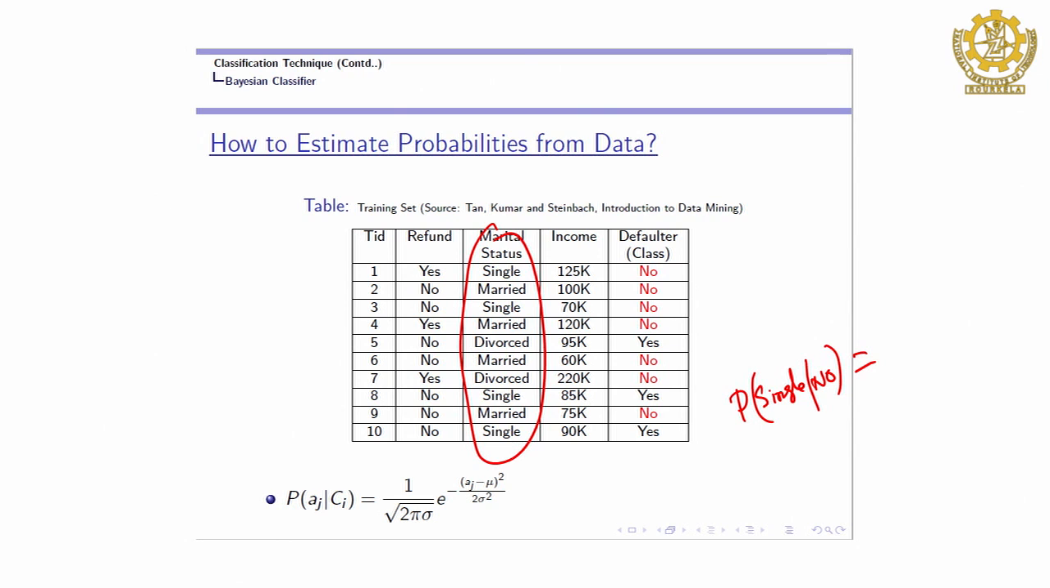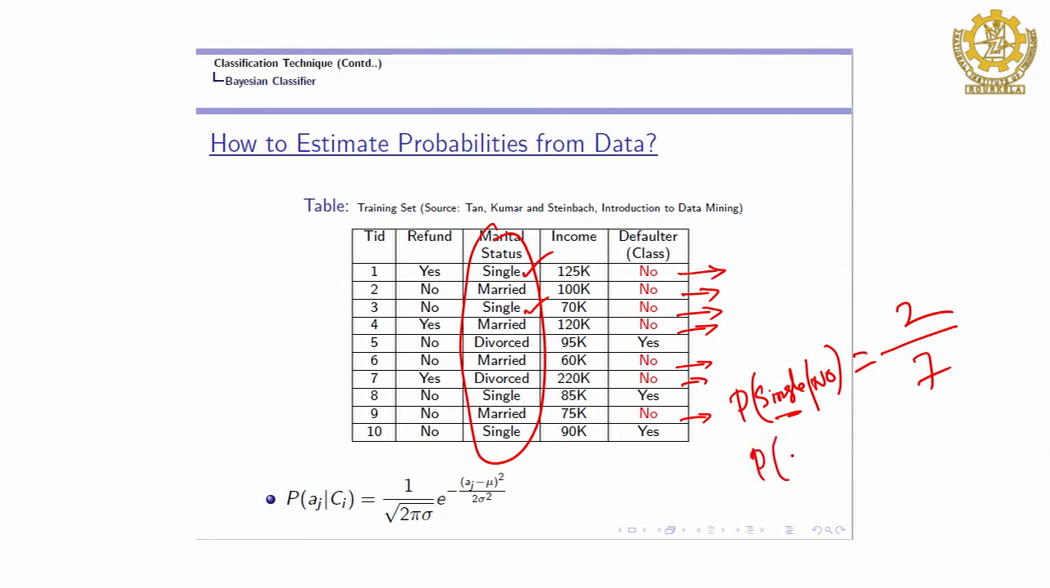If you draw the analogy, what is the probability of single given class no? No is here, no is here, no is here, no is here, no is here, no is here, no is here. How many no? 1, 2, 3, 4, 5, 6, 7. So this will be 7. Then out of these 7 objects, you see how many are single. This is single, this is also single. So, 2. The probability of single given class no is 2 by 7.